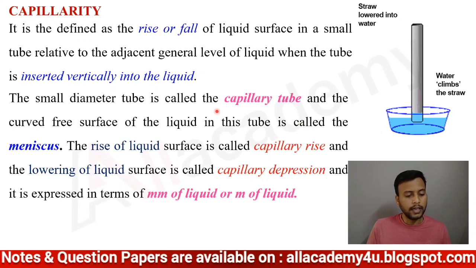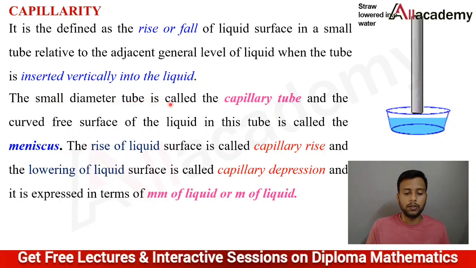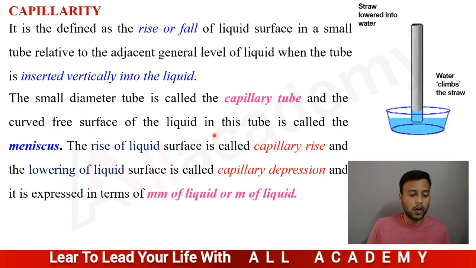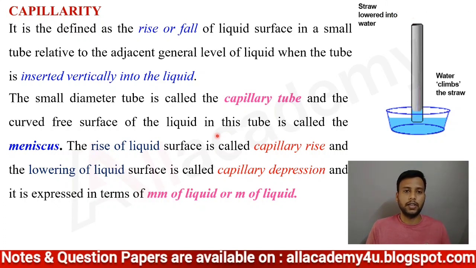Now let us know some of the important terms in this capillarity phenomenon. The small diameter tube is called a capillary tube. The curved surface of the liquid in the tube is called the meniscus. There are two kinds of meniscus: the lower meniscus and the upper meniscus.